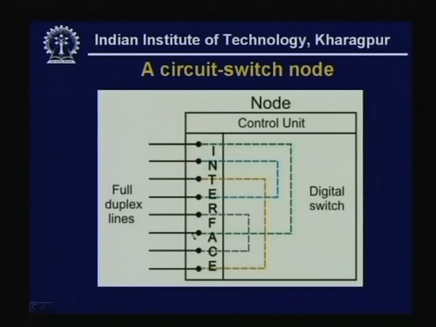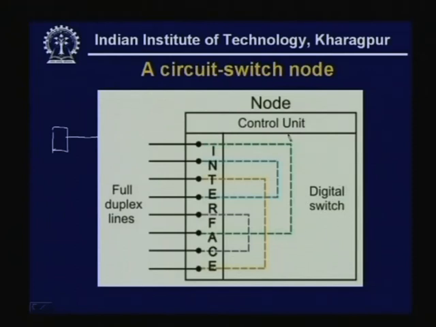So, here is the block diagram of a circuit switch node. One node is shown here. Here as you can see, these are the lines through which the stations are connected. So, all the stations are connected through these links, and through this interface. This interface is used for linking a number of stations, and there is a control unit which performs the linking with the help of this digital switch.